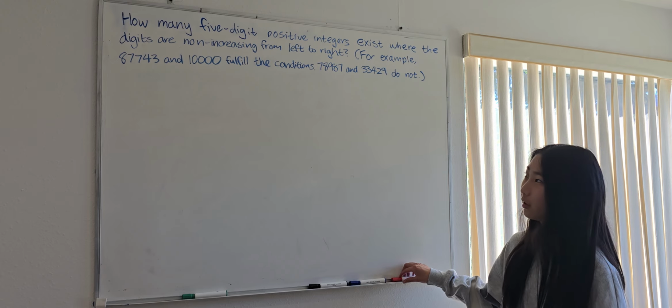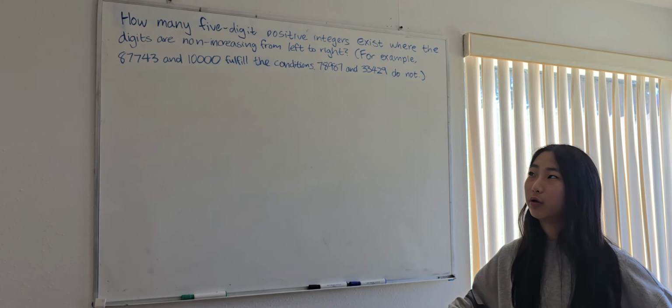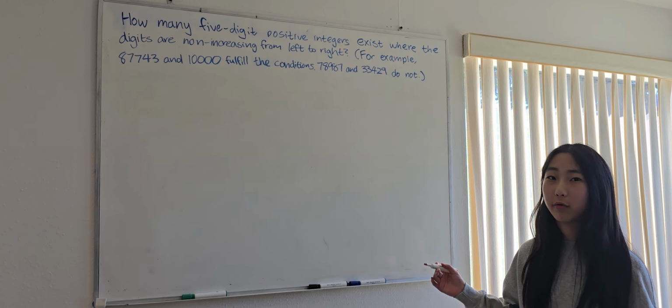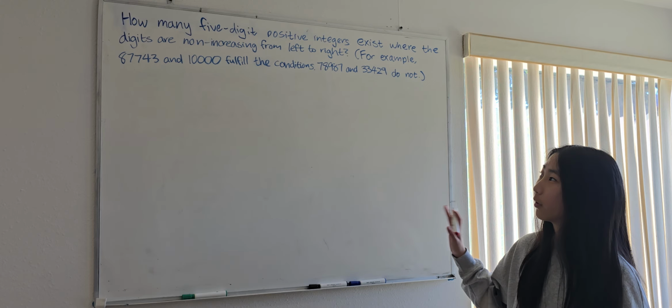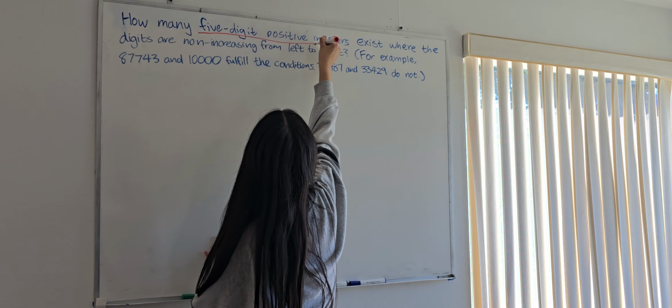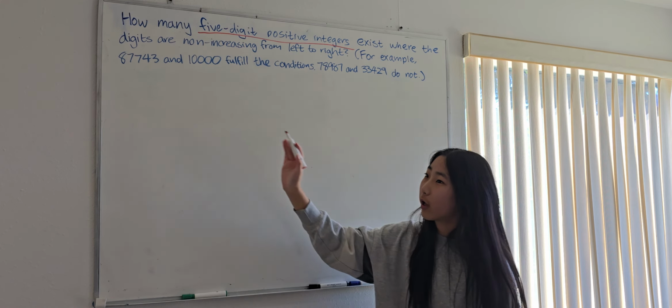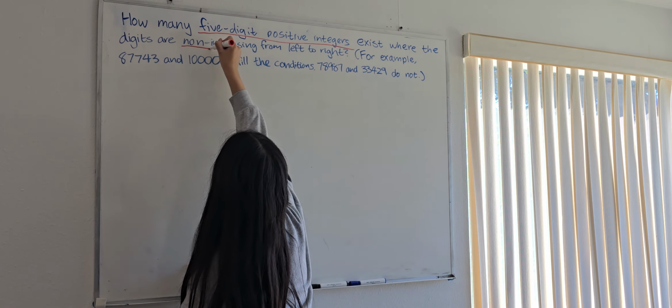So to start off, it's important to make sure we understand the problem. One way to do this is to figure out what the most important conditions are. So first off, we know that we're counting 5-digit positive integers. Additionally, we also know that these integers have to be non-increasing.